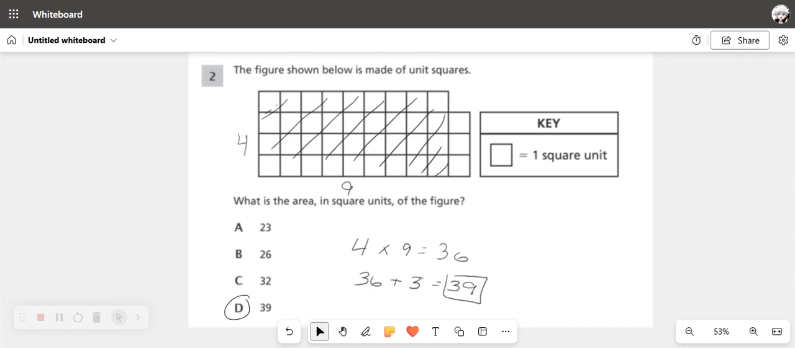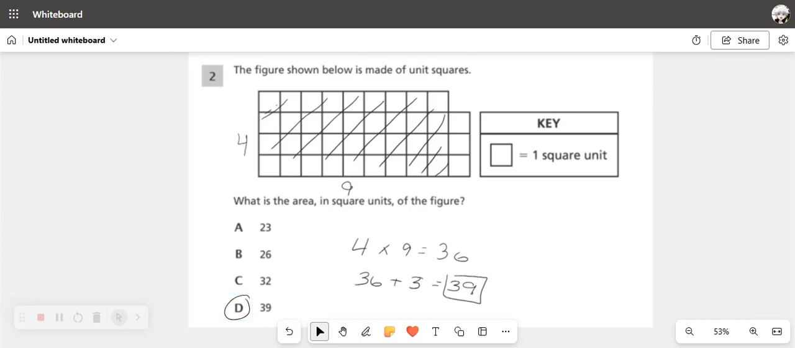For question 2, it says the figure shown below is made of unit squares. What is the area in square units of the figure? So first we need to count the number of rows and columns. There are 9 full columns and 4 rows, and you need to multiply 4 times 9, and that gives you 36. But there's also an extra 3 square units, so you have to do 36 plus 3 equals 39, and that gives you D as the correct answer for question 2.